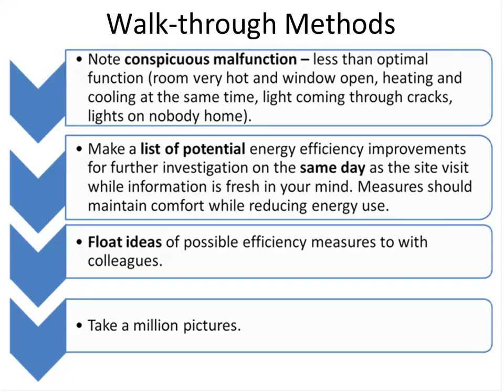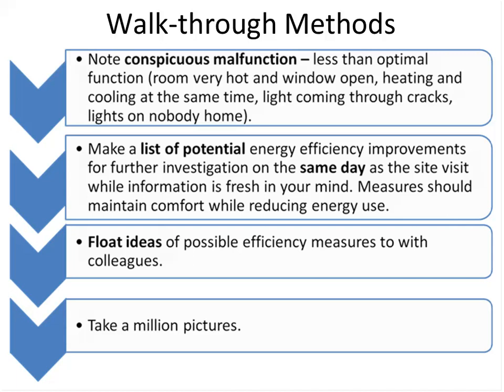Okay, thank you. So you're going to take your walkthrough, and there are things to note. You want to note conspicuous malfunction in the building, or less than optimal function. People may complain about being too hot or too cold. In the wintertime, you may see a window open. That's probably an indicator that there's either poor ventilation in that space or it's too hot in that space. I call those windows open in the wintertime fresh air thermostats. So you know you've got a problem in the building. People with extra little space heaters under their desks, things like that.